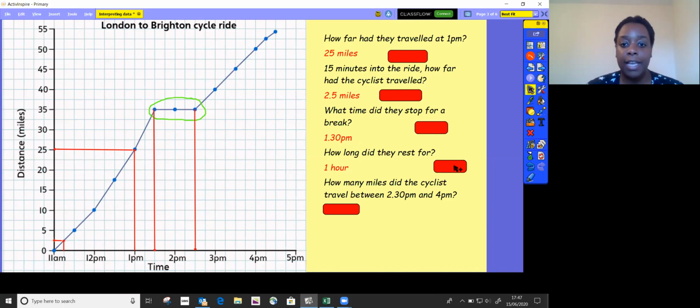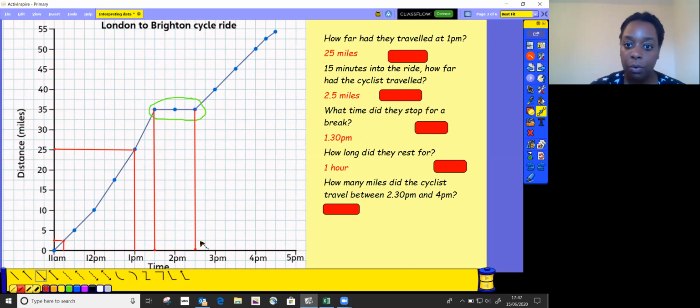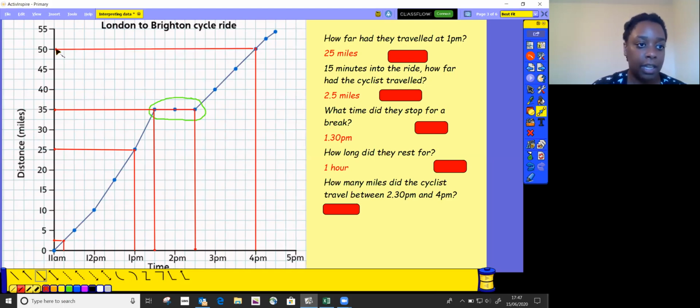And the last question is, how many miles did the cyclist travel between 2:30 p.m. and 4 p.m.? So this time we're going to be going up from our time at the bottom. We can see at 2:30, just when they finished their break, they were at 35 miles. So I'm going to go across here now, 35 miles. And at 4 o'clock, so let's go up to find where 4 o'clock is, and then if we go across from 4 o'clock, we can see that they traveled 50 miles.